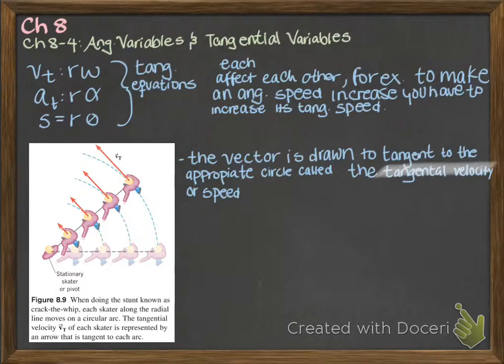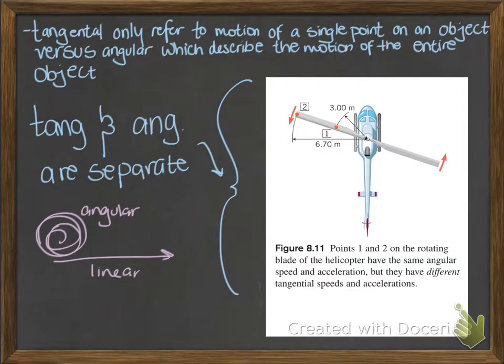Also, you can see in figure 8.9 that the tangential velocity of each skater is represented by an arrow that's tangent to each arc. So you already know that since there are other factors that come into it when you're looking for tangential velocity, you also have to consider the radial side, so the r or the theta of it, to be able to find your tangential velocity. Tangential velocity, though, only refers to the motion of a single point of an object, versus angular, which describes the motion of the entire object.